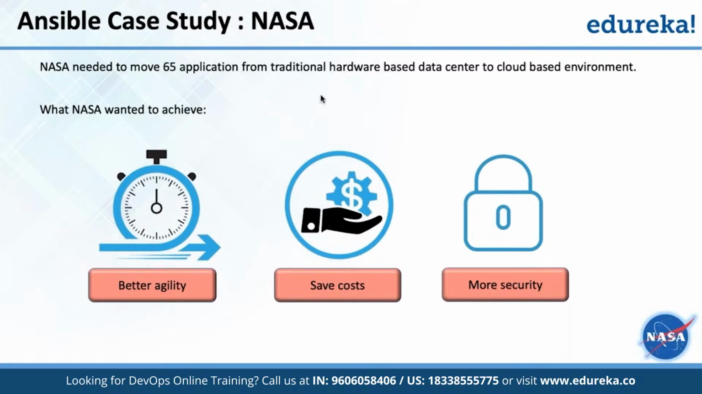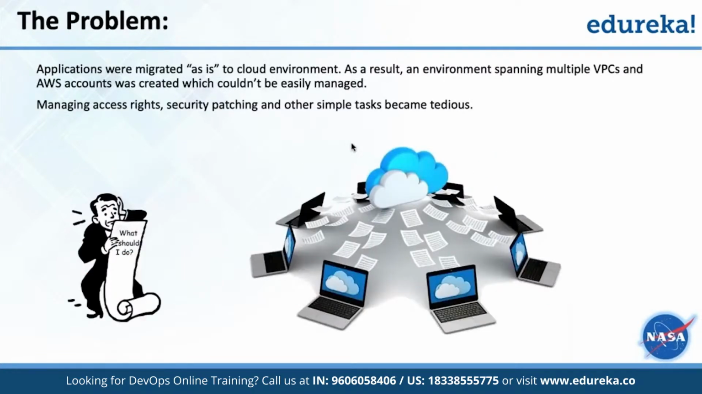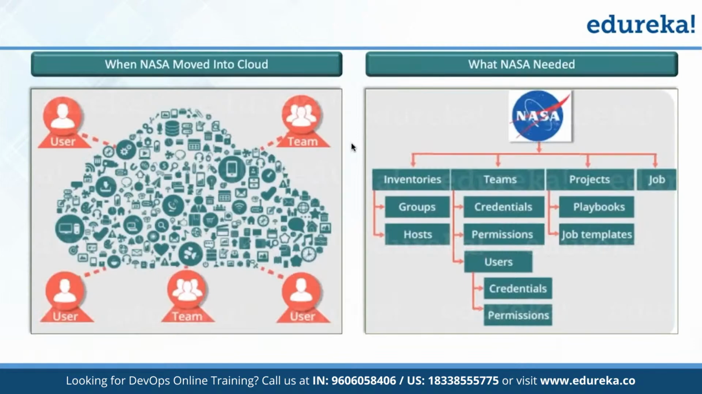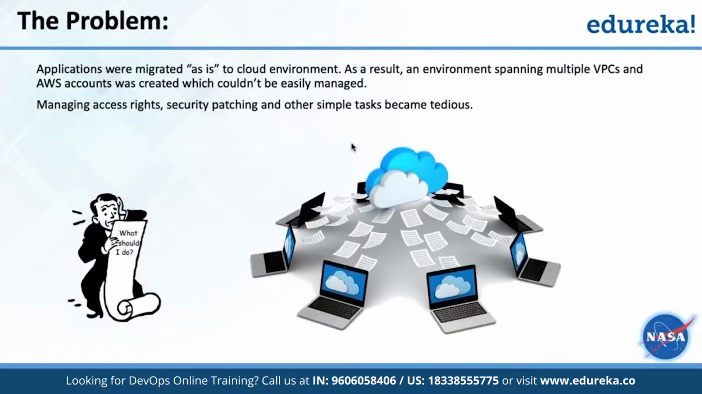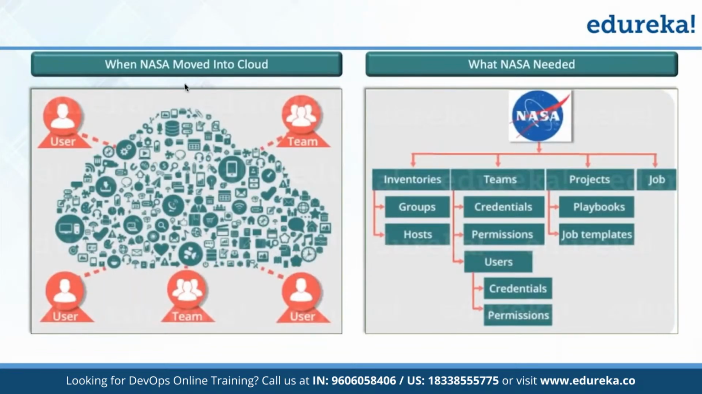Okay, how did NASA achieve this goal? For this particular problem, NASA used Ansible as their one-stop shop to do the migration with more security, with better access rights, and with more agility. Okay, so NASA uses the AWS cloud, guys, with multiple VPCs. As you can see, when NASA moved into the cloud, they had these many problems.